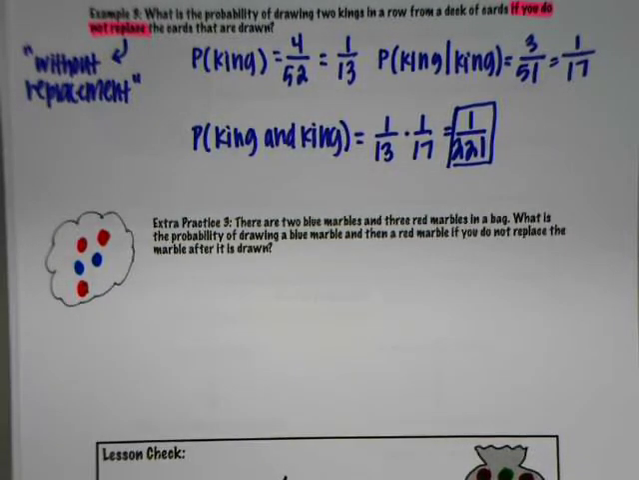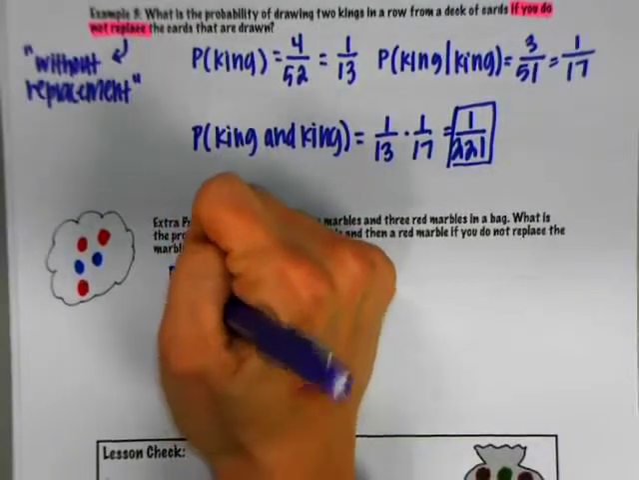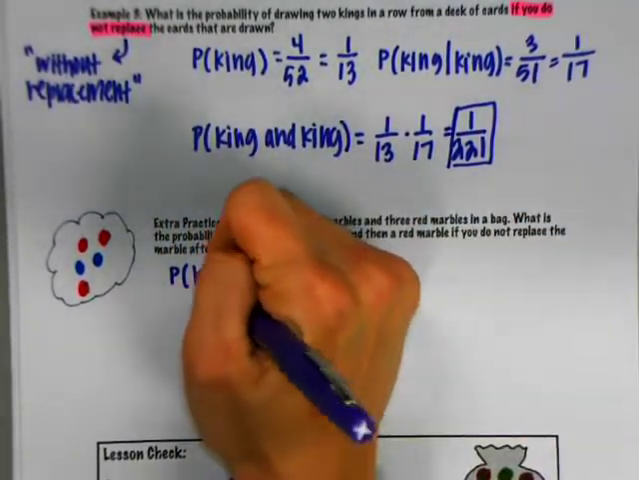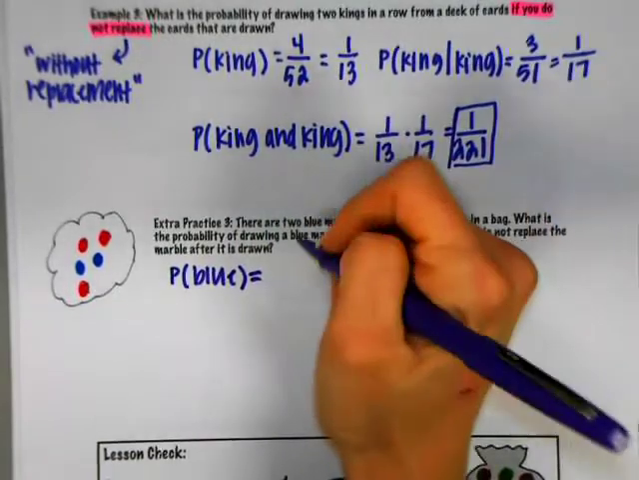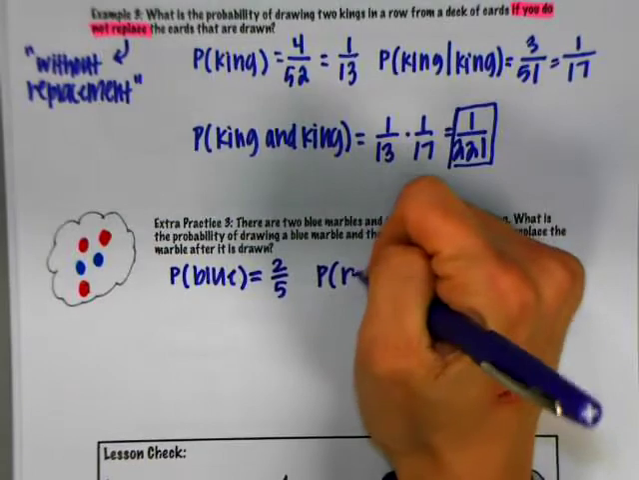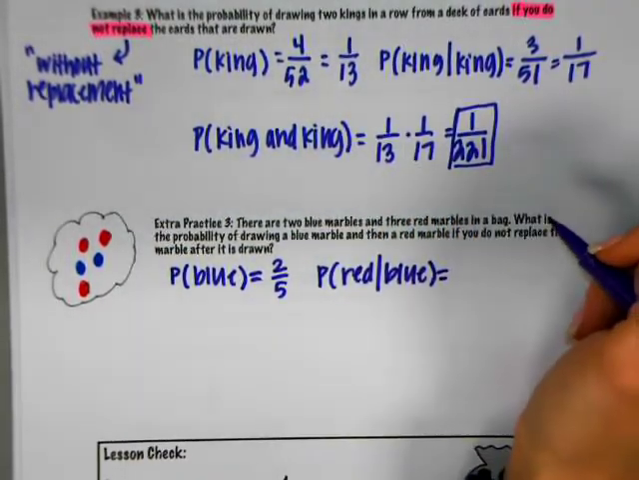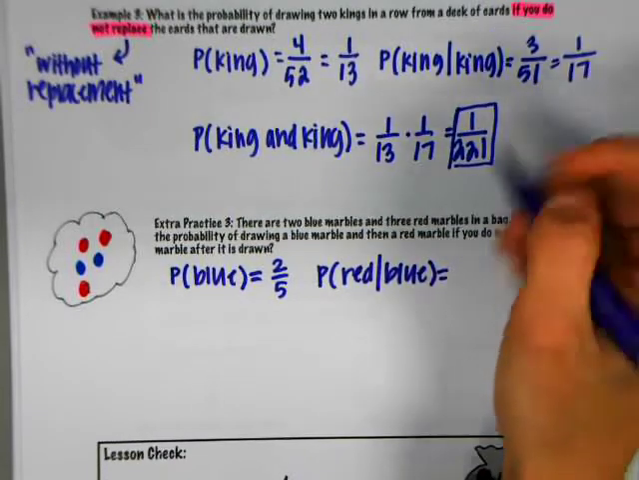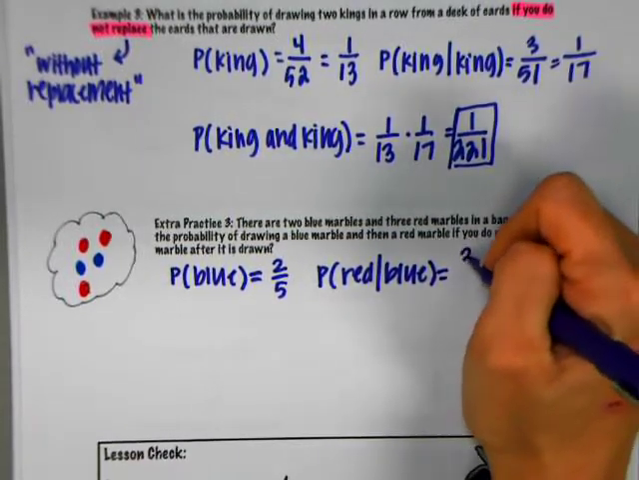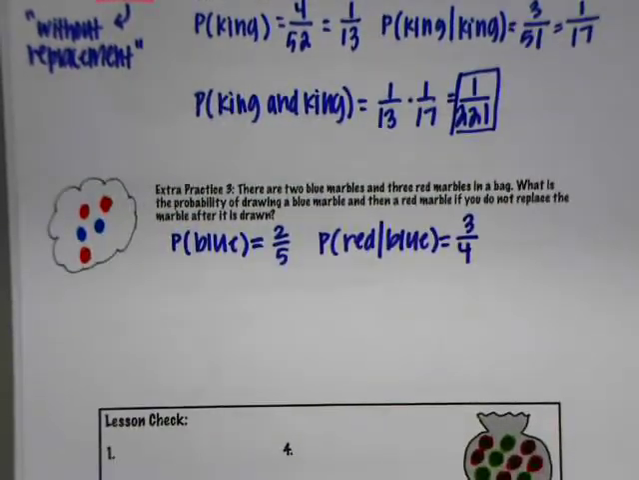So there are 2 blue marbles and 3 red marbles. What is the probability of drawing a blue marble and then a red marble if you do not replace the marble? So the probability of drawing which one first? Blue equals what? Yeah, 2/5. And then what color next? So red given blue. Okay, so we took a blue one out, right? So how many red ones are there? 3 out of how many? 4. Yeah. Because we already took a blue one out.